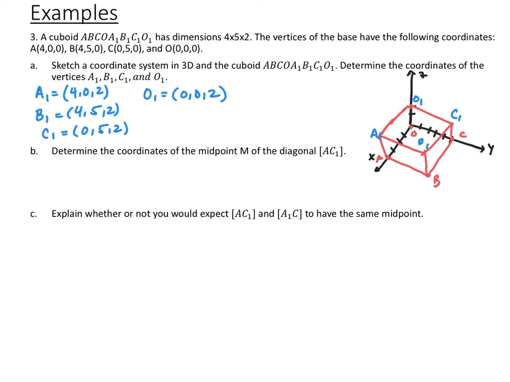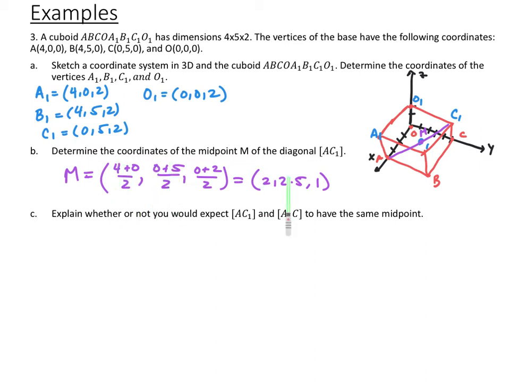So now, given this information, we want to find the coordinates of the midpoint of the diagonal AC1. So the diagonal that goes across the corners of this box here. So go ahead and pause the video and find the midpoint M. So midpoint in 3 dimensions is the same thing as midpoint in 2 dimensions, except you have to include your z coordinate. So I just looked at coordinate A and coordinate C1, and I just found the average of the x, y, and the z. So 4 plus 0 over 2 is 2, 0 plus 5 over 2 is 2.5, and 0 plus 2 over 2 is 1.